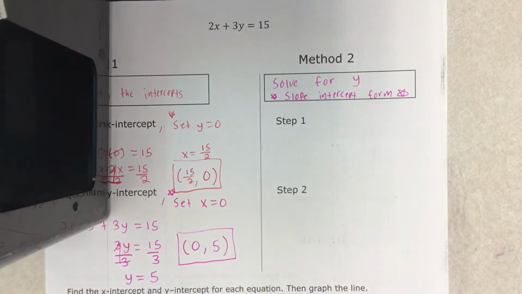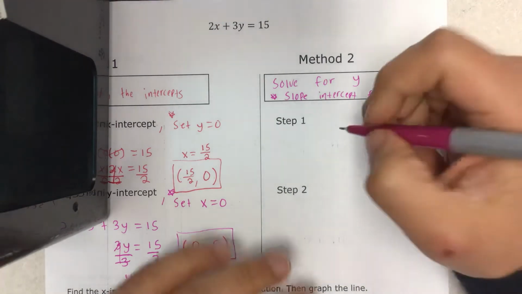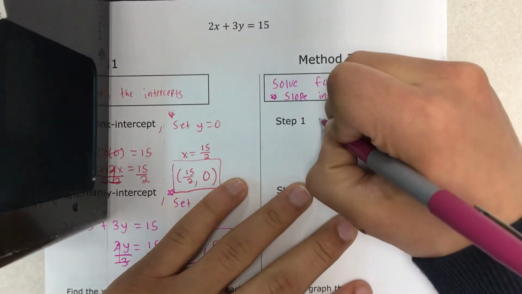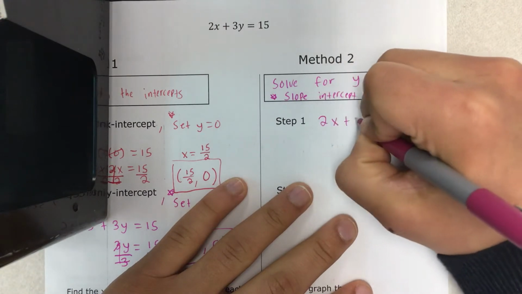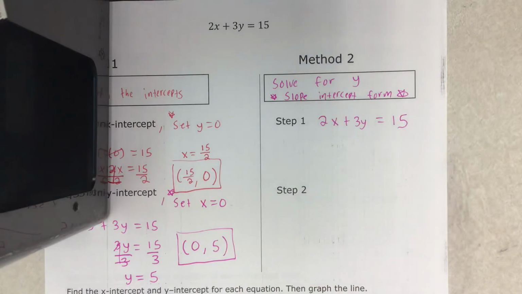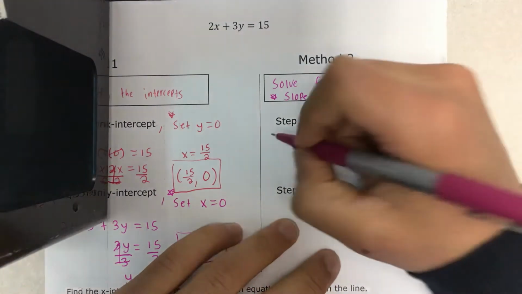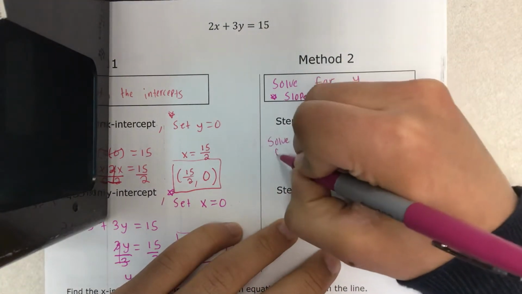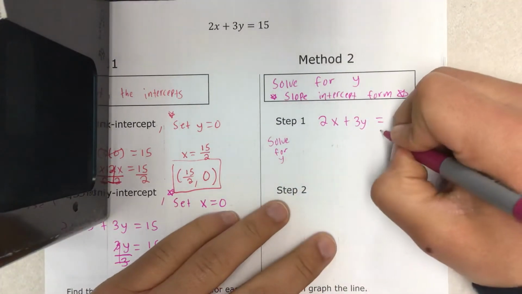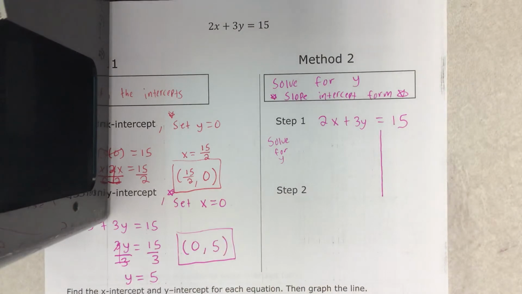So, step one, we want to write out our equation, the full standard form equation. I'm going to write out 2x plus 3y equals 15, okay? Now this first step is solve for y. So I want the y by itself, okay? So we draw our line, and I get the y by itself.